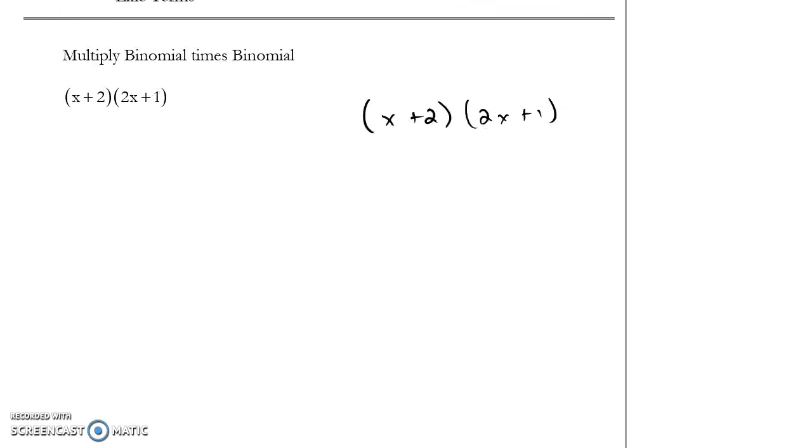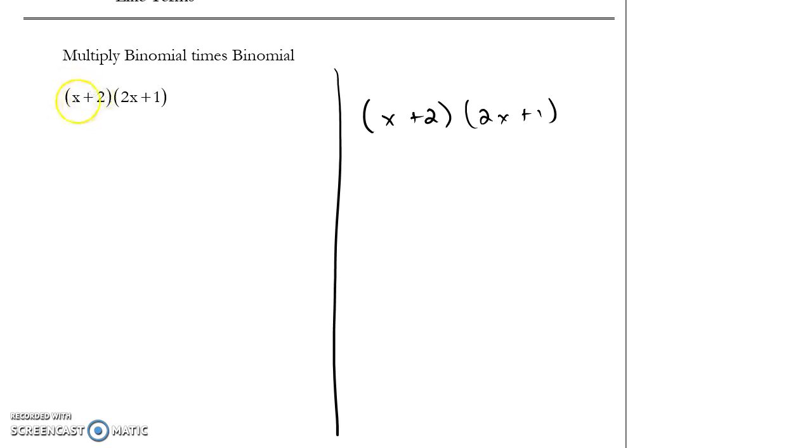Alright, this first problem, I've just written this out twice because I'm going to show you two different ways, or two different methodologies, as far as multiplying this out. I know it's multiplication because it's two terms written right next to two terms, nothing in between. It's not addition or subtraction because there's no addition or subtraction sign. So what I need to do is distribute.